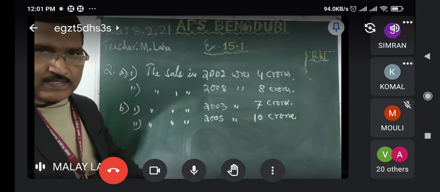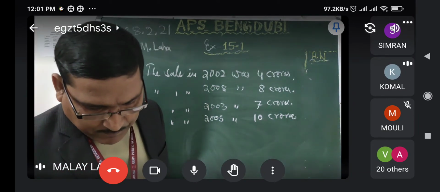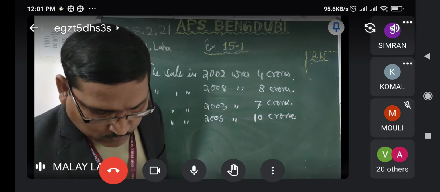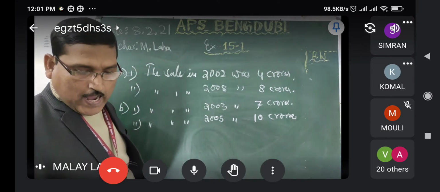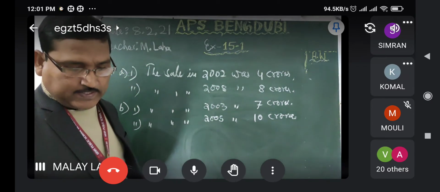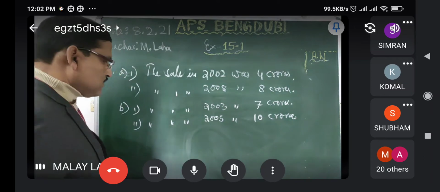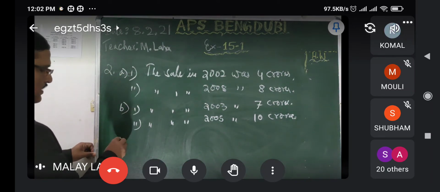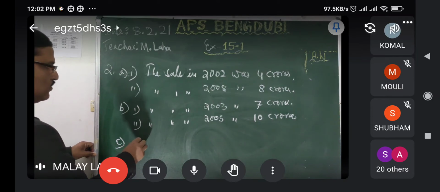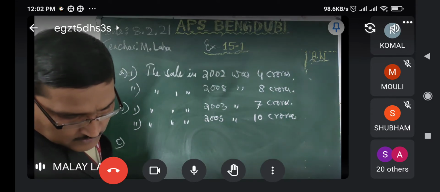And now comparison. Compute the difference between the sale in 2002 and 2006. 2002 it was 4 crore and 2006 it was 8 crore. What is the difference? 4 crore. So this way you have to answer. So compute the difference between 2004 and 2008. Now 2002 and 2006.